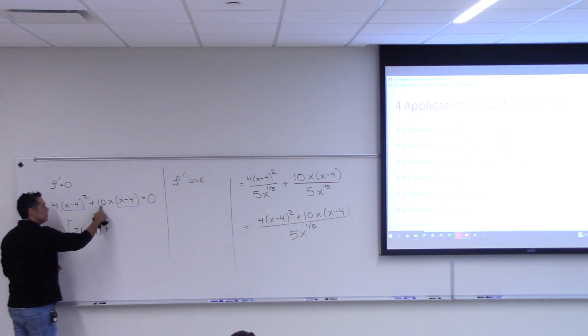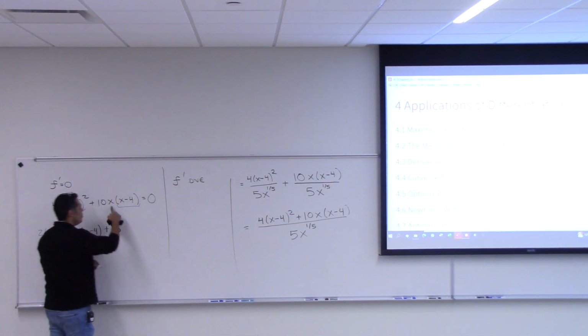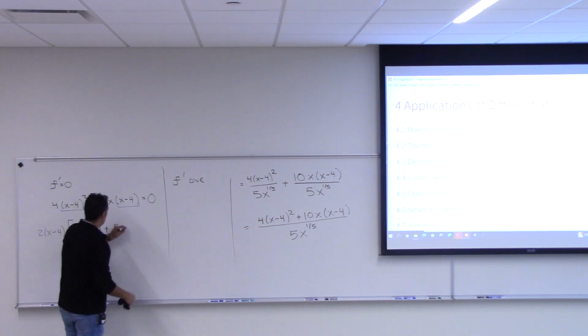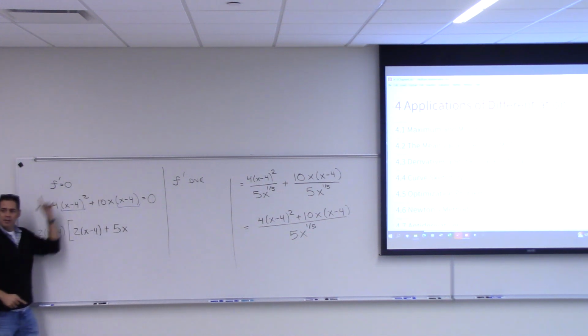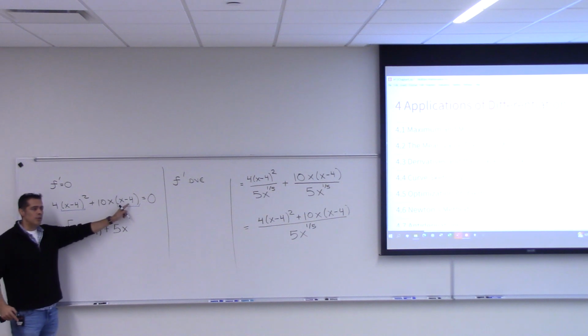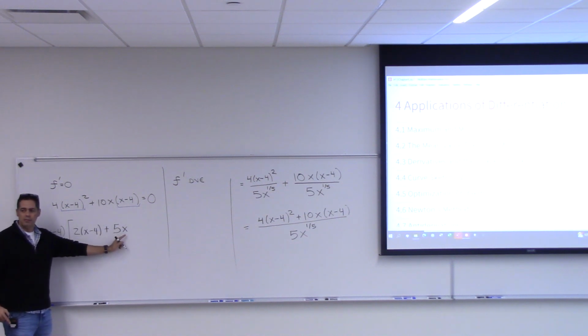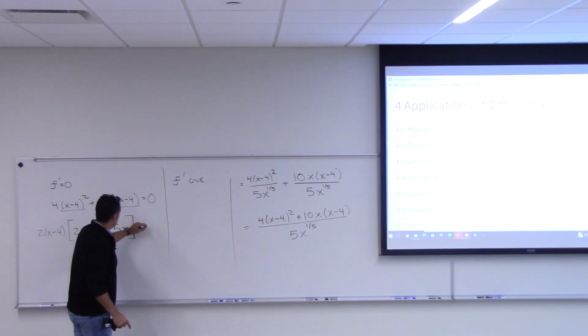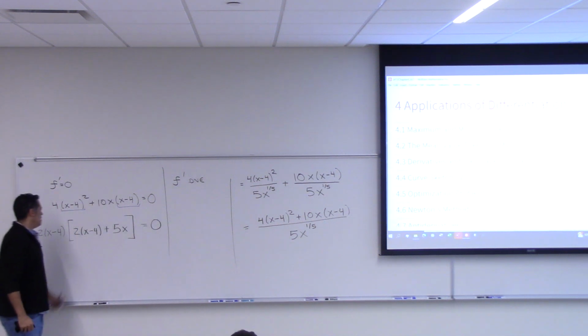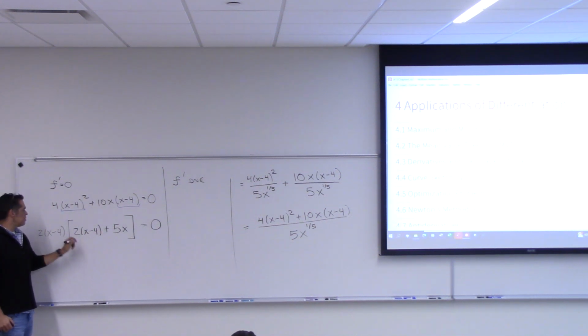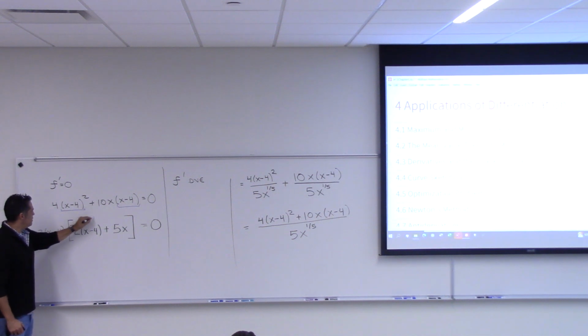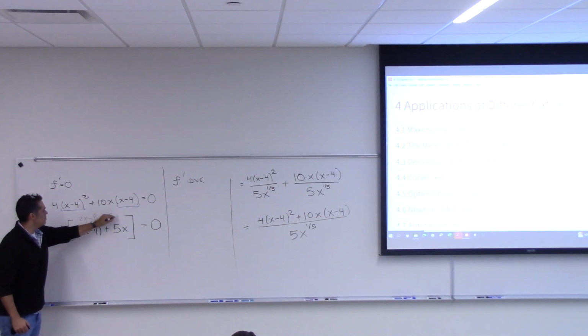Plus, now I pulled a 2 from this, so I have a 5. I did not pull the x out, so the x is still there. And I pulled that factor out, so it's not there anymore. So that's all I have. That equals 0. Now this is a nice little linear expression. Just distribute through here. You get 2x minus 8 and then plus 5x. That's what you would have there.